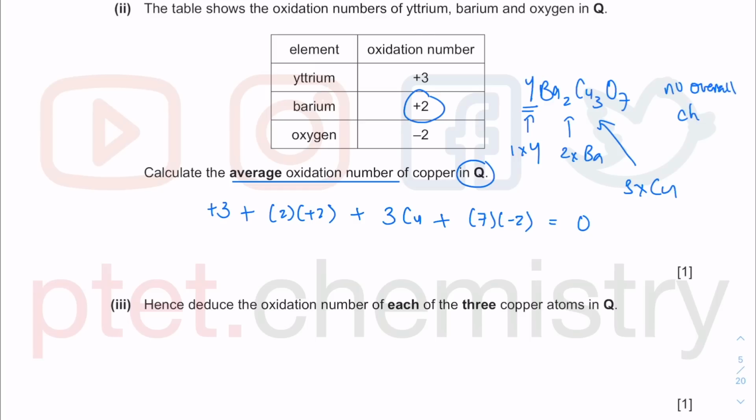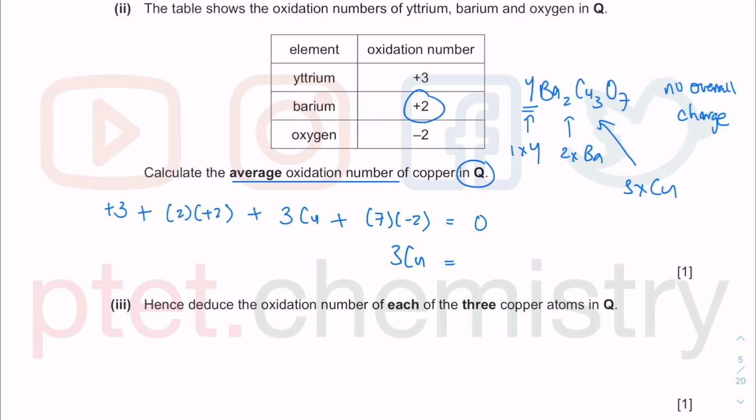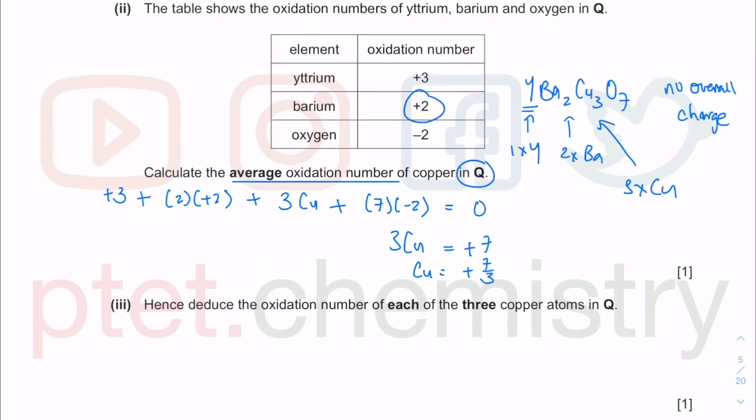Okay, so 3 copper equals, what do we have here? +3, plus 4, since 2 times +2 is +4, so +7. Plus 7 minus 14 is minus 7, so that's going to be +7. Copper equals +7 over 3. They want the average, and they don't really want fractions. Calculate means not really fractions unless they want it. So I'm just going to express this as a decimal, so this is +2.33.